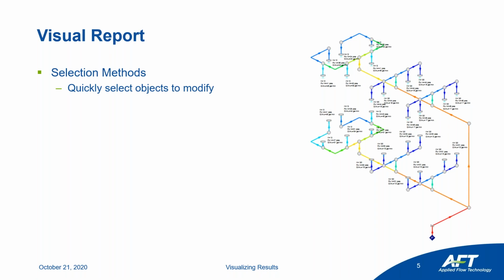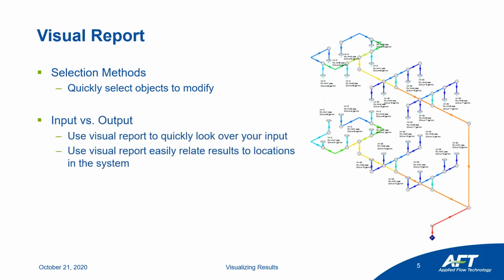So within visual report, we're going to take a look at some selection methods. We're going to see how we can quickly select objects like all of these spray discharges and how we can use that to selectively apply data and what information we want to show. As I mentioned, we'll take a look at the difference between an input and output visual report. So an input visual report can be used to check lengths and nominal sizes to make sure the model is specified as intended, whereas an output can take the results and quickly associate them with their position in the system. Finally, we'll create a color map.